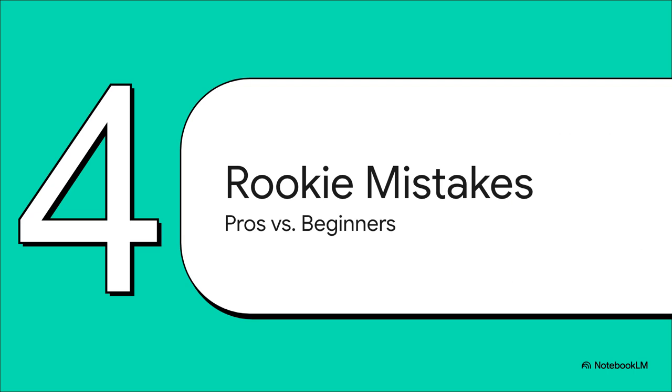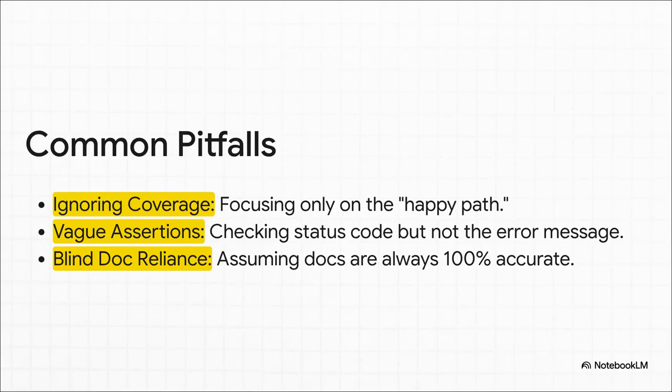And that brings us perfectly to the common pitfalls. Because, look, mastering the concepts is one thing, but avoiding these common mistakes is what really makes the difference. Number one rookie mistake, by far, is only testing the happy path. The second, as we just saw, is making vague assertions, only checking the status code. And the third big one is blindly trusting the documentation.